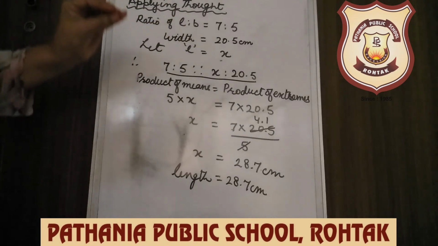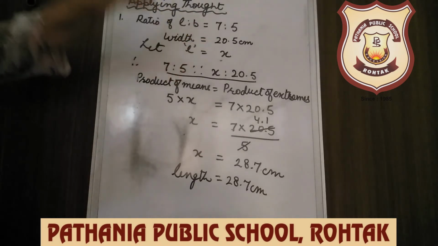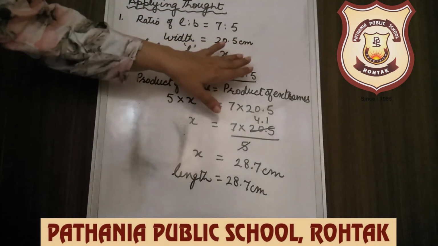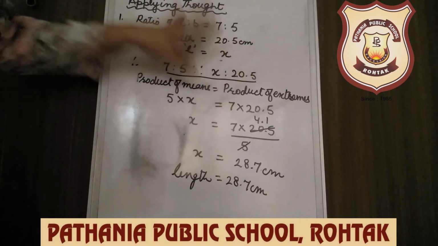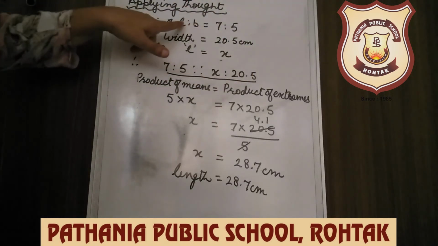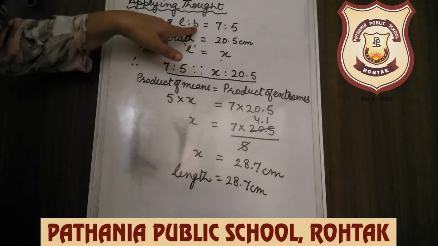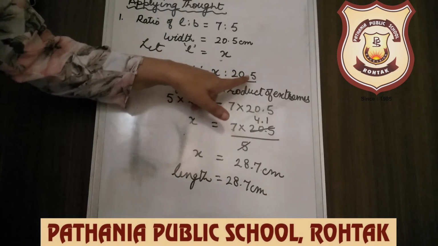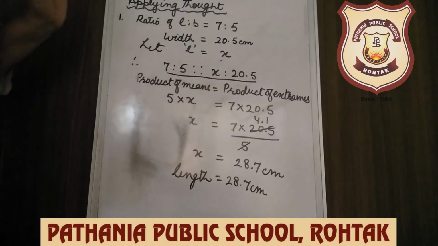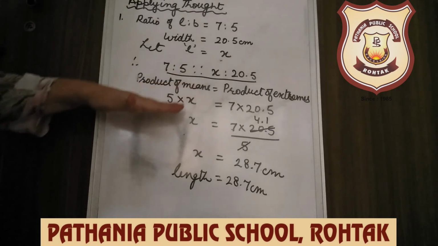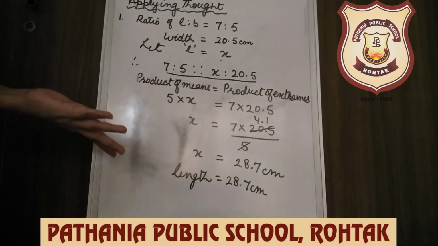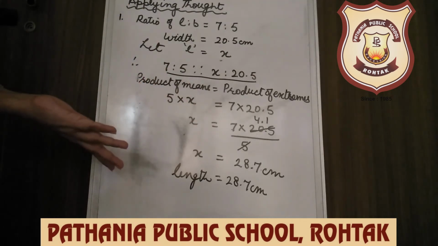The only thing that you have to keep in mind, first write all what is given in the question, what you have to find out, mark it as a variable, and then see the order in the ratio. Whatever order is followed in the ratio, in that manner you have to write for the other ratio also, otherwise your question is going to be wrong. Only this thing is very important, rest it is very easy. Product of extremes, product of means, and then find the unknown value, that you know very well. There is no problem.